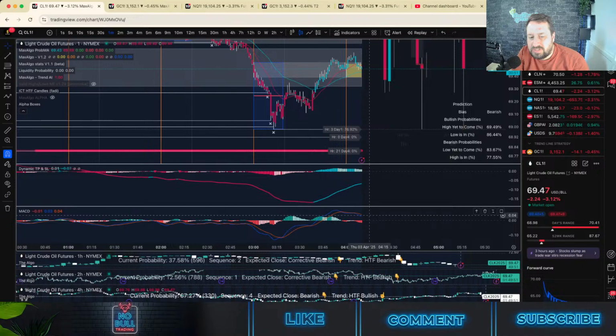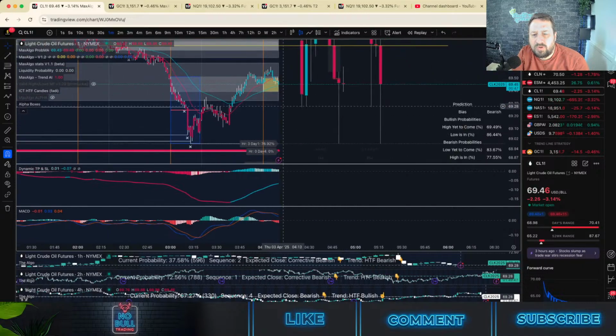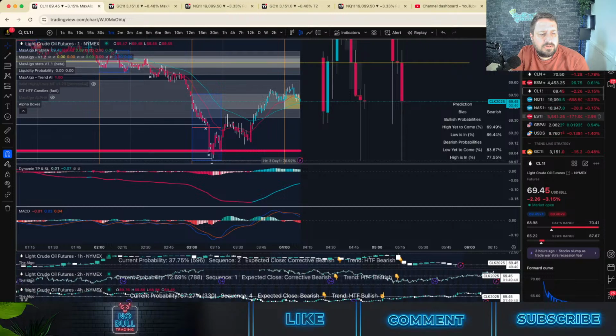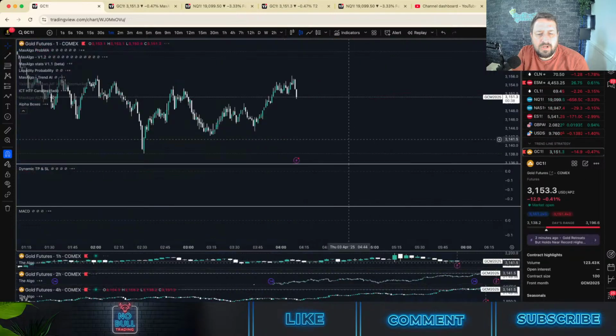So what you'd want to see on CL is this come under the 0 line. We'll come below this box, retap, and then target those lows, potentially. Let's go back to gold and see where we're at.